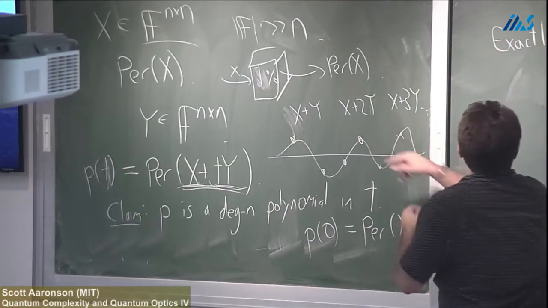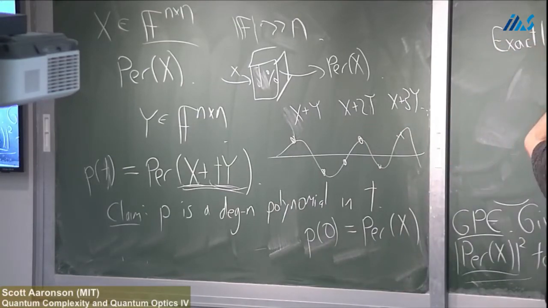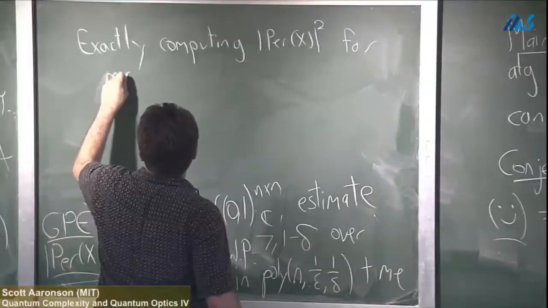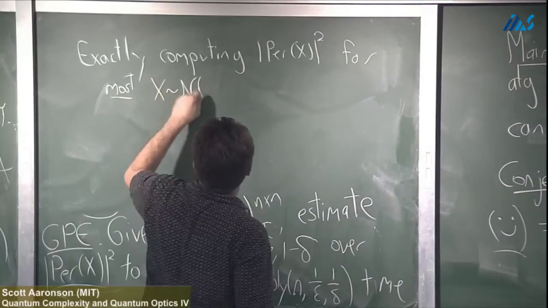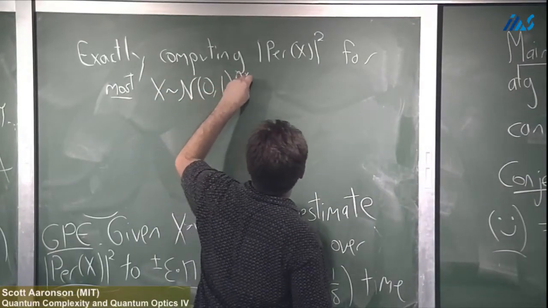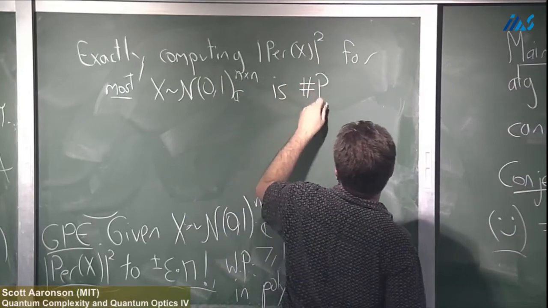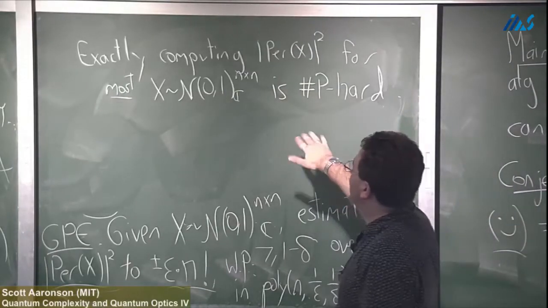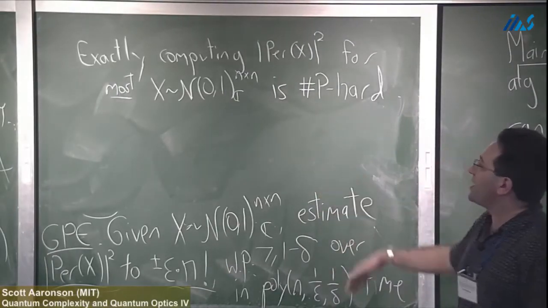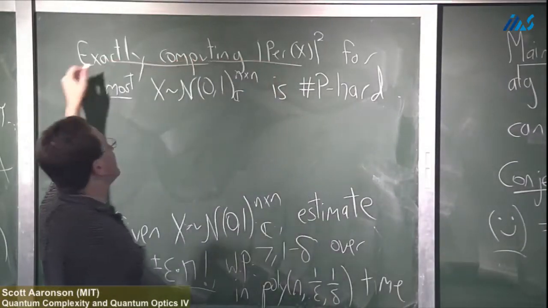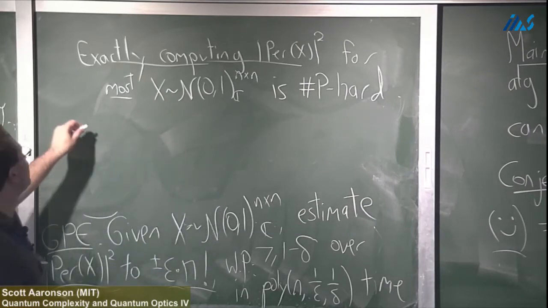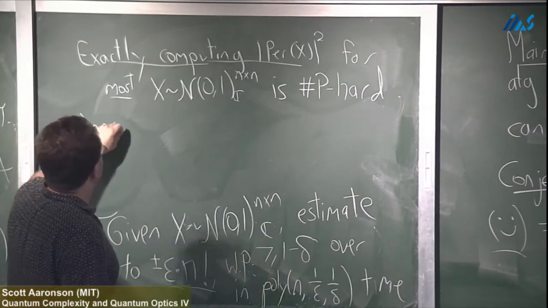By adapting these ideas, we're able to prove that exactly computing, say, the permanent of X squared, for most Gaussian matrices X is indeed a #P-hard problem. Okay. So using polynomial interpolation methods, we can prove this. In fact, we're even getting an exponentially good approximation to the squared permanent for most Gaussian matrices is a #P-hard problem.